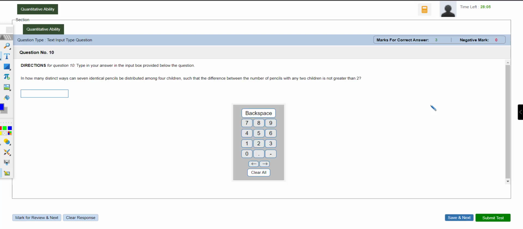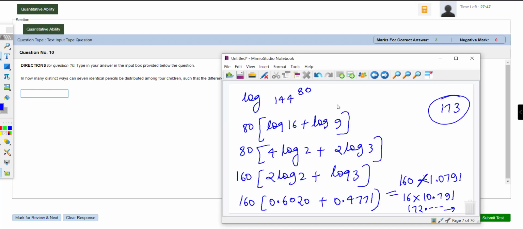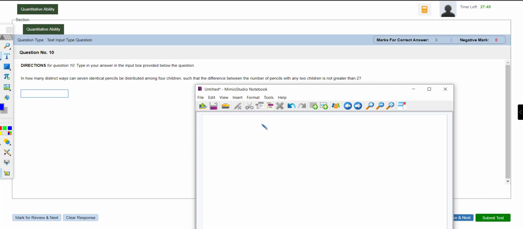After this, question number 10. In how many distinct ways can 7 identical pencils be distributed among 4 children such that the difference between the number of pencils with any 2 children is not greater than 2? Okay, so there are 4 children. Numbers are small, so we can make combinations easily. So there are 4 children, A, B, C, D. The total number of pencils that we need to distribute is 7, such that the difference between any 2 students should not be greater than 2. It can be 2 or less than 2.